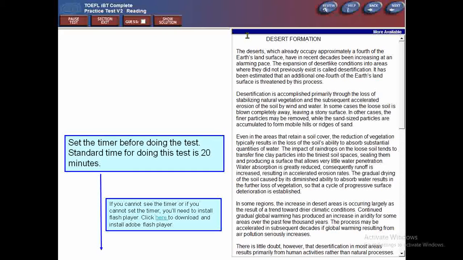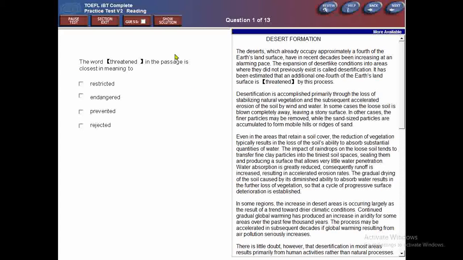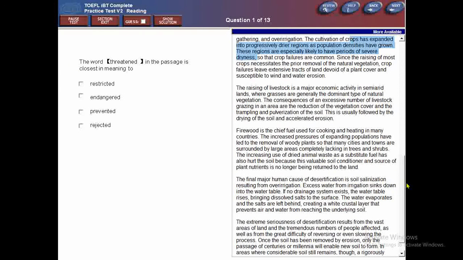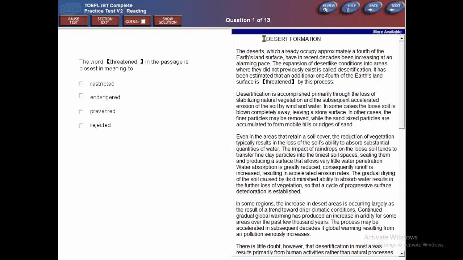This type of reading is not necessary for getting a good score in the TOEFL. So the tip which I applied in answering the reading questions may be helpful to you also. So the tip is: read the question first. Okay, this is about desert formations. The passage is about desert formations. For a few seconds we can predict or think about what the passage will be about.